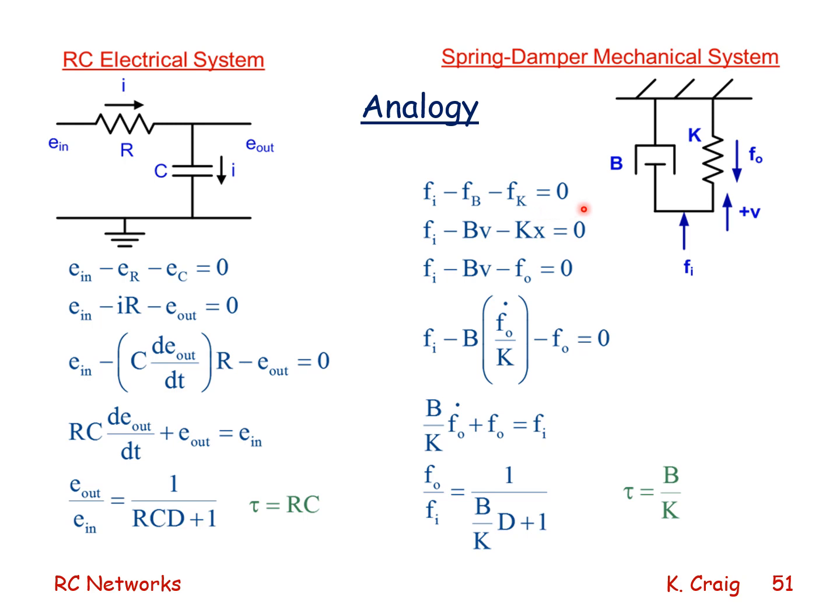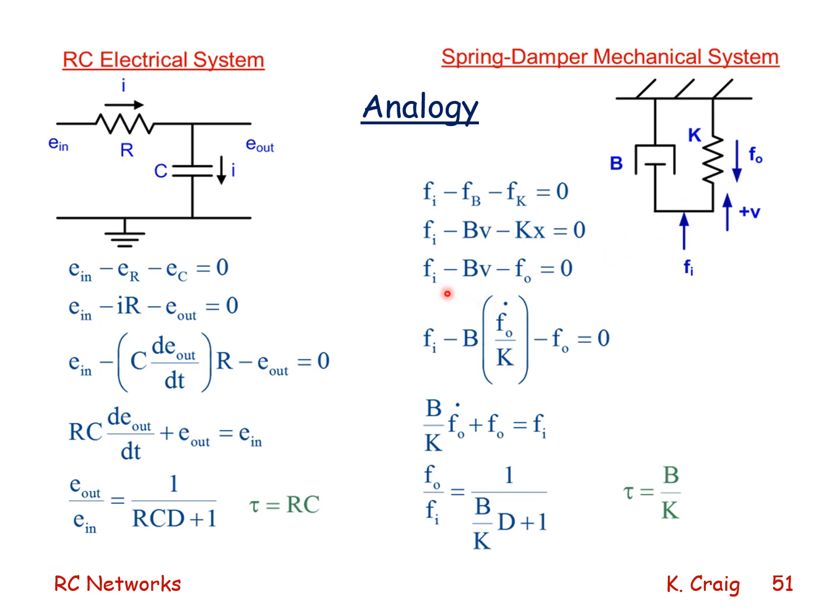Summation of forces equals 0. There is no mass here, so there's no inertia force, mass times acceleration. The damping force is B times the velocity of the end of the damper, since one end of the damper is connected to ground. The spring force is K times X, where X is the displacement of one end of the spring, where the other end of the spring is connected to ground. But K times X is my output force. That's what I want to measure.